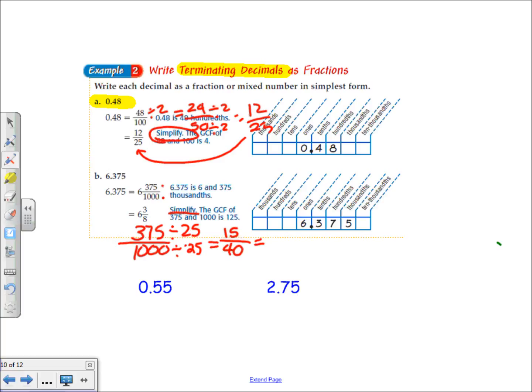Okay, now 15 over 40, can that reduce further? Yes. They can both divide by 5. So that's 3 over 8. Notice I've done nothing with the 6. All I'm worried about is the decimal part. You want to do the same. Once you get your decimal changed to a fraction, then you reintroduce the whole number, 6 and 3/8. So 6.375 is 6 and 3/8.